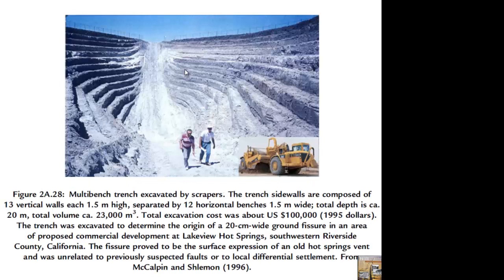Here's a huge one. So look at this big machine. The excavation alone was $100,000 in 1995, so it's probably like $250,000 now, right? But they had this question of this ground fissure, some kind of a crack near a critical site, a commercial development. And so they probably had a huge argument: is it an active fault or is it something else? So they just dug and dug and dug, and they decided that it was not related to active faults, but rather some old hot spring vent. So very expensive, but that way they got a confident answer. So this is maybe an extreme.